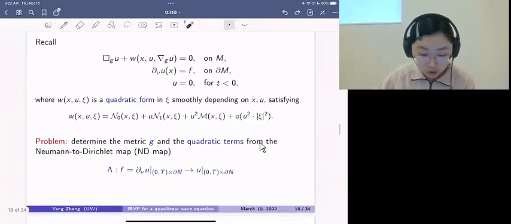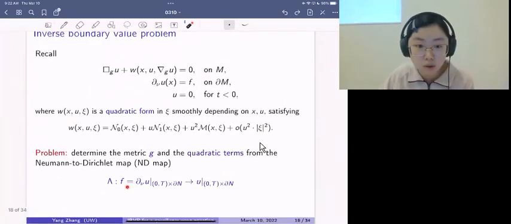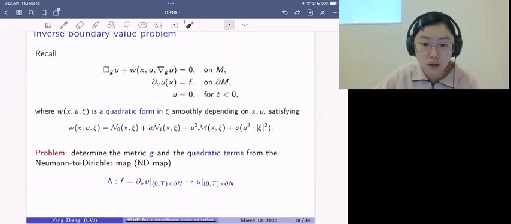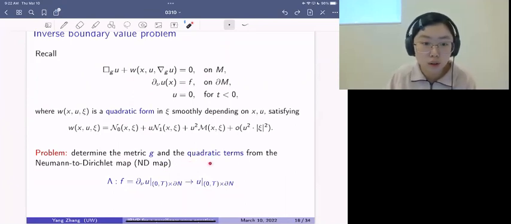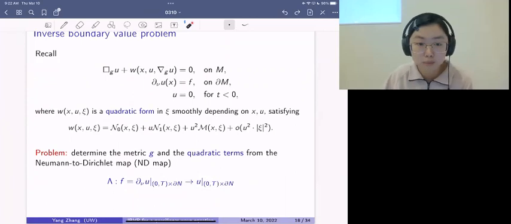So for each boundary source that is sufficiently small, we can solve this equation and restrict the solution to the boundary. So we have the Neumann to Dirichlet map. So the question is, can we determine the metric and also the quadratic terms from the ND map?